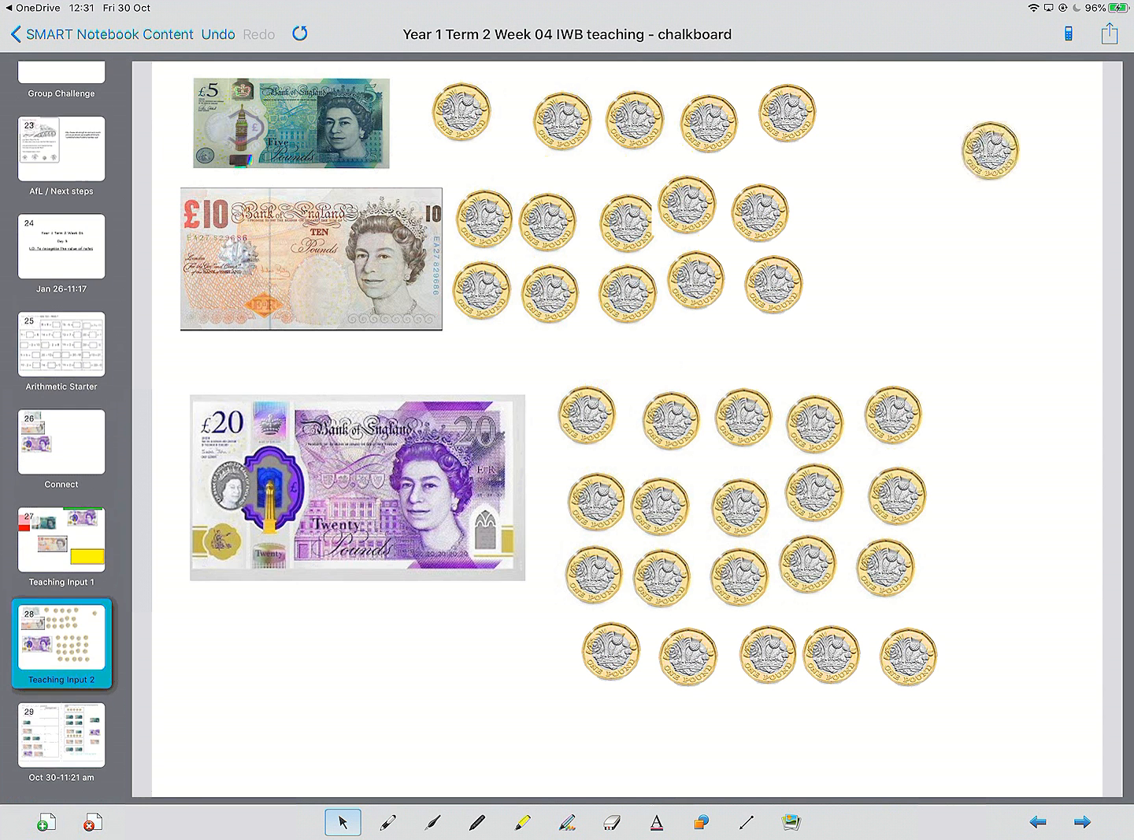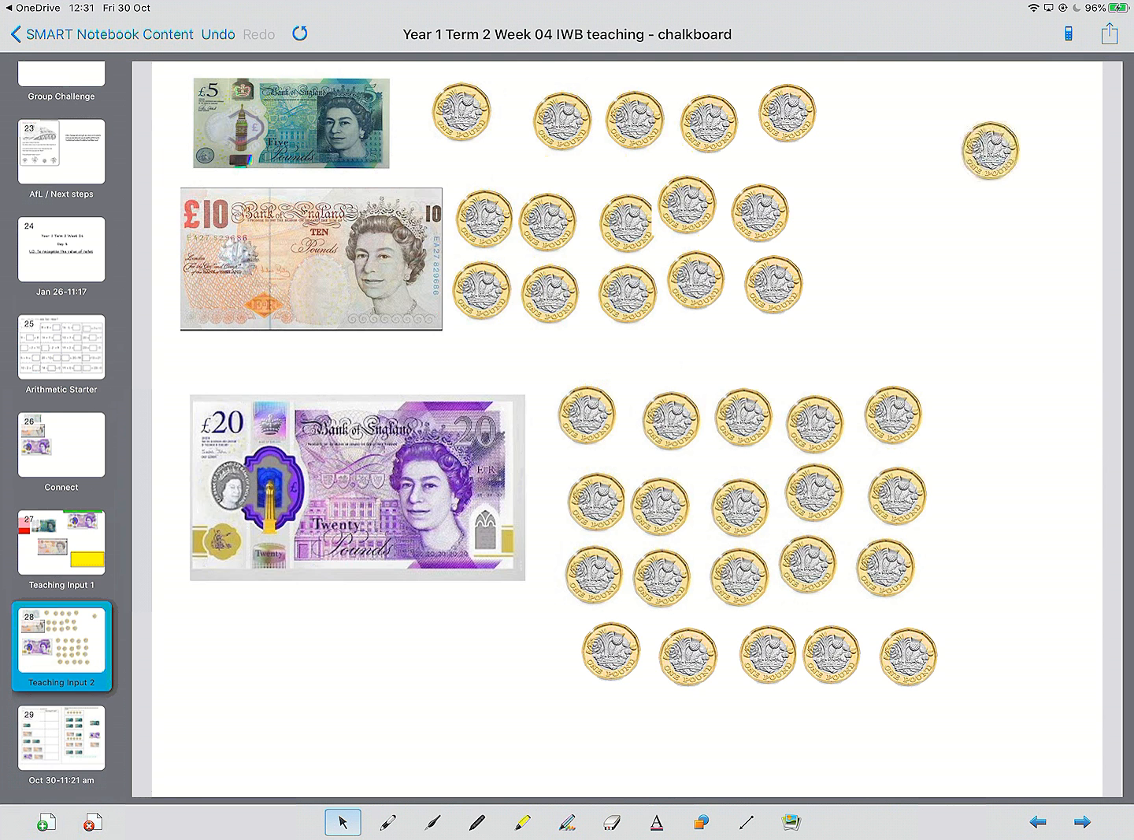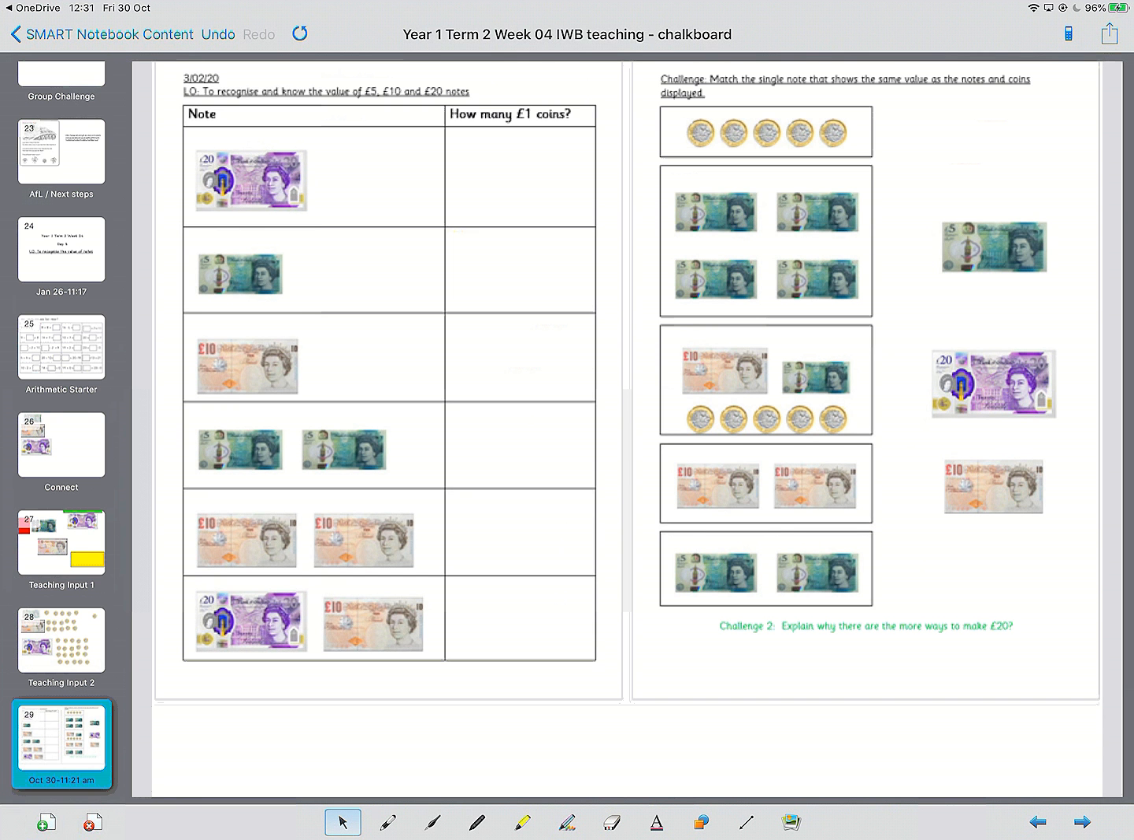And what you're going to do today, your challenge to finish with, is finding the value of each of these. So I want you to work out how many pound coins go with each of these. You can write down the numbers or you can draw them if it helps you. And then work out how many go with 2 £5, 2 £10, a £20 and a £10. And if you want to have a go at the challenge as well, the challenge is to match the different ways of making £5, a £20 and a £10 using these.